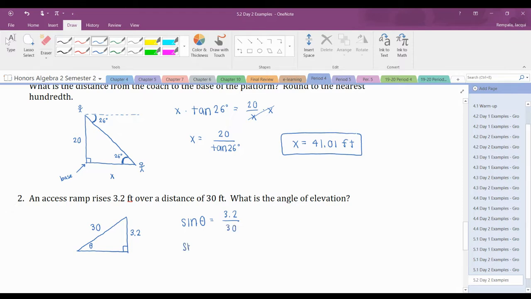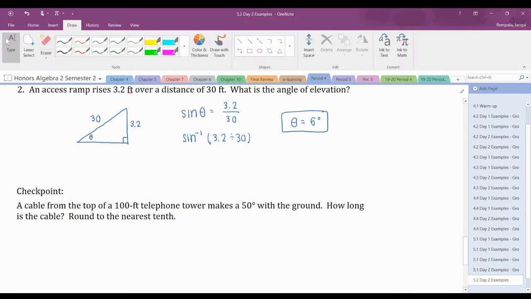Once again, in our calculators, we need to use the inverse button in order to actually get a degree. You should once again be in degree mode. So second sine, 3.2 divided by 30. For the angle of elevation, let's round to the nearest whole number. We should be getting an angle of 6 degrees, and hopefully that makes sense. When you're thinking about a ramp, you're not going to want a really steep incline because you're thinking about people with wheelchairs and that kind of thing. They're going to want to go more horizontally rather than vertically going up. So you want a really small number there.